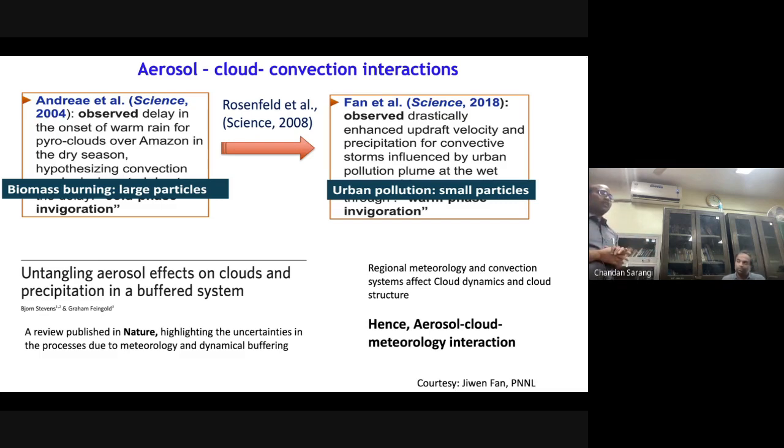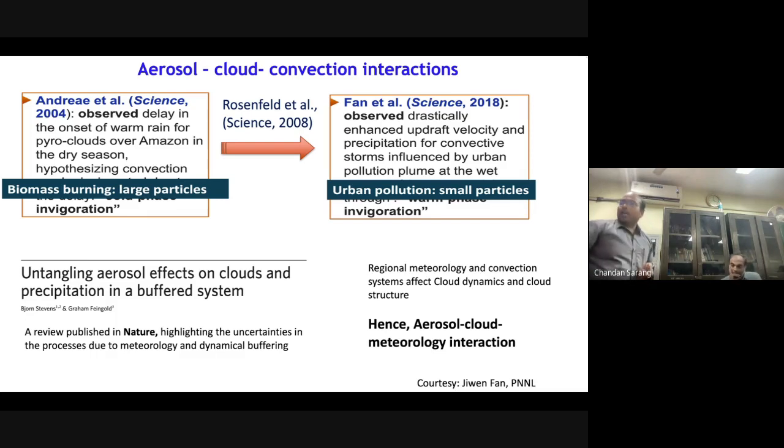trying to explain. Right? At the same time, there have been papers from similarly highly regarded groups and big journals which say that this is not true every time. There could be buffered systems, a lot of different systems. Our system is a monsoon convection system. The American system might be different. The Australian system might be different, and we need to understand it much better.